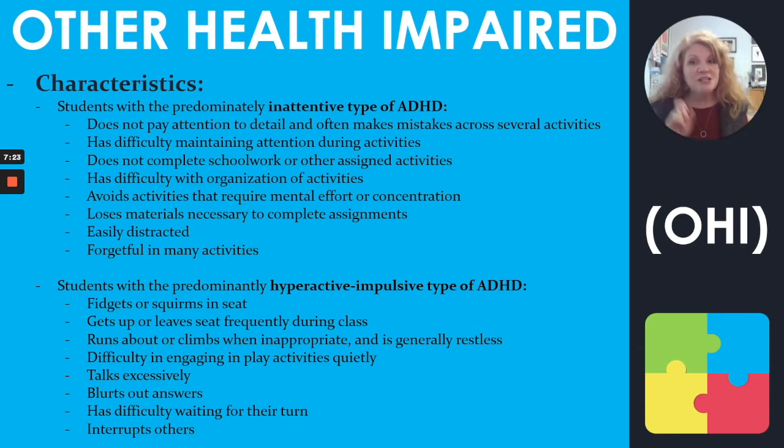Here we go. Fidgets or squirms in their seat. Well, let's see, what kindergartner is that not? Gets up or leaves seat frequently during class. Runs about or climbs when inappropriate and is generally restless. Difficulty in engaging in play activities quietly. Talks excessively. Blurts out answers. Has difficulty waiting their turn and interrupts others. Did I just list like a ton of little kids in your room? And how many of them maybe are taking something for this, or maybe have not been diagnosed yet, or maybe they're still trying other things to manage behaviors. And they're all in the class with you with 20 other first graders or 30 other fifth graders.